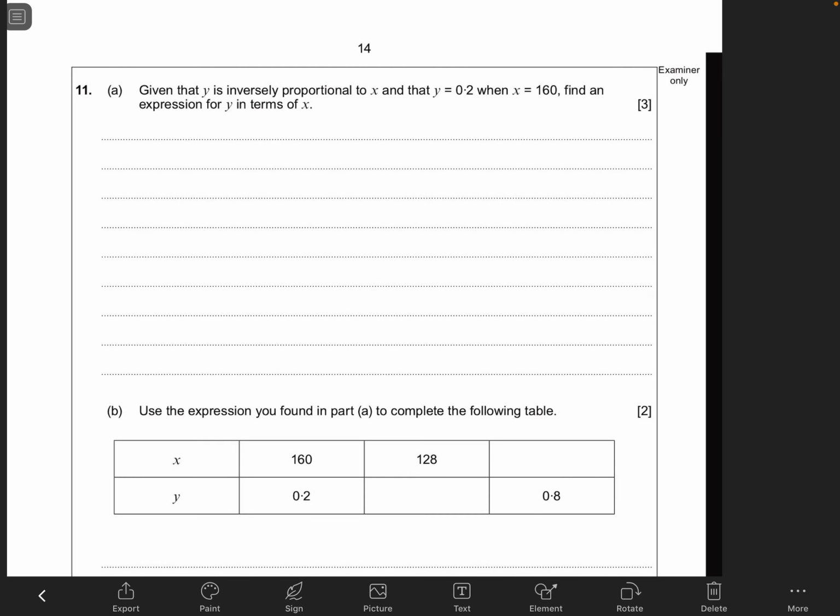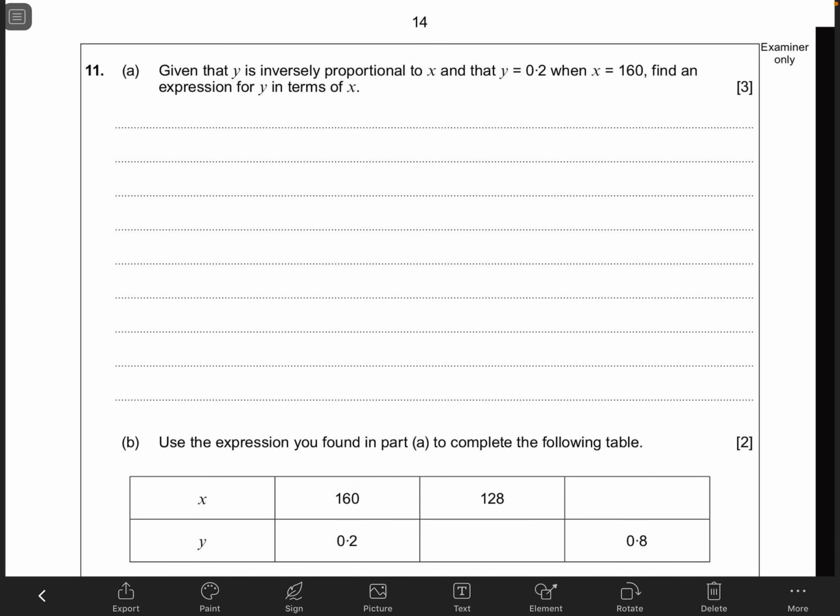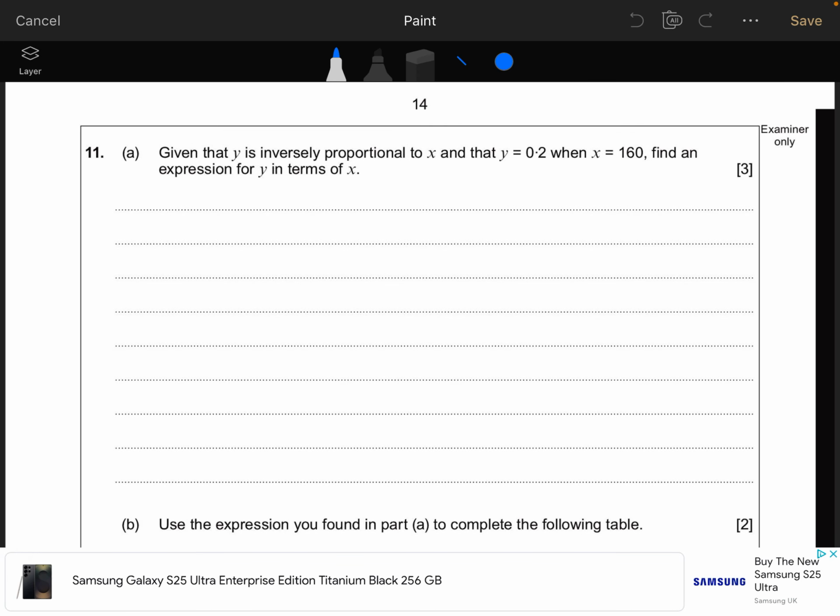Question 11. Question 11 says, given that y is inversely proportional to x, show that and that y equals 0.2 and x equals 160, find an expression for y in terms of x. So we know y is inversely proportional to x. That leads us to y equals a constant over x.